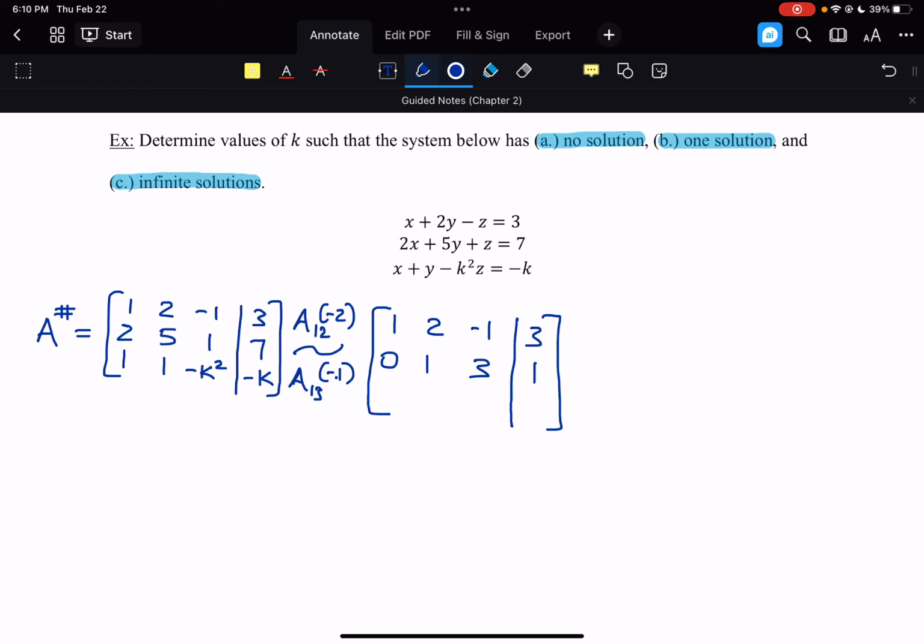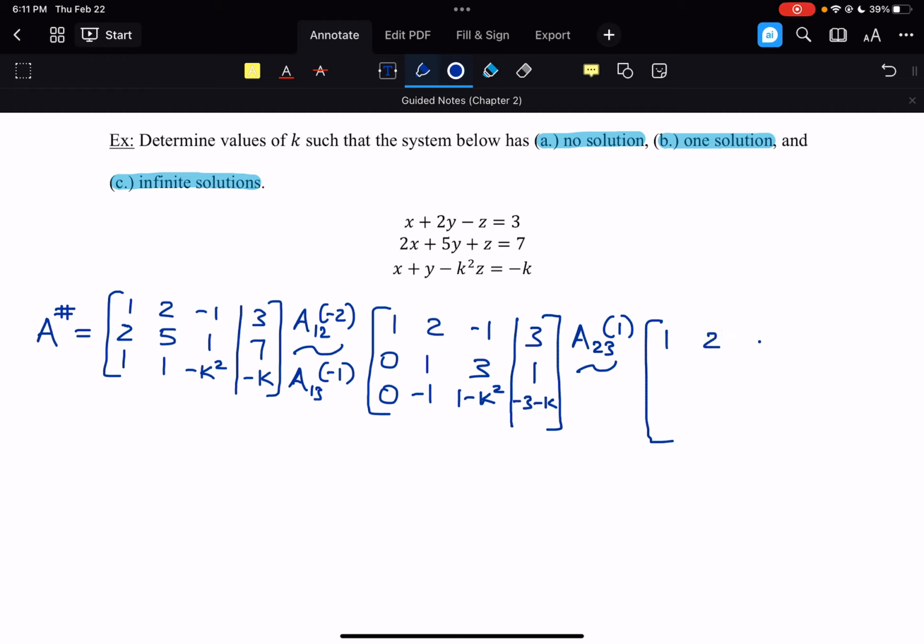And then 1 times negative 1 plus 1 is 0. Negative 2 plus 1 is negative 1. That's positive 1 minus k squared. So 1 minus k squared there. And negative 3 minus k. So negative 3 minus k right there. So we can see this pivot and its adjacent column is set up. This is going to be our next pivot, so we need to go ahead and clear out beneath that. So we're going to add 2 to 3 times 1.